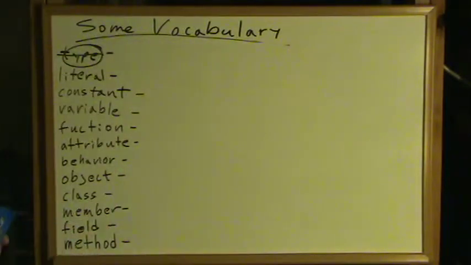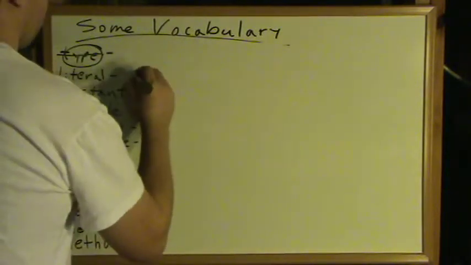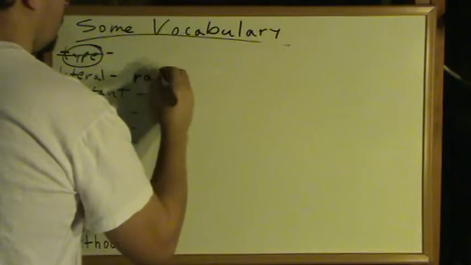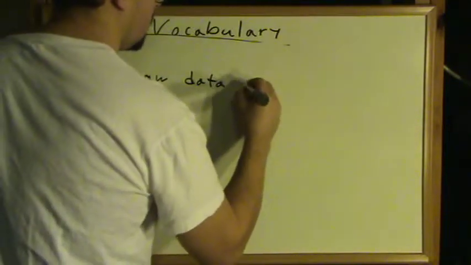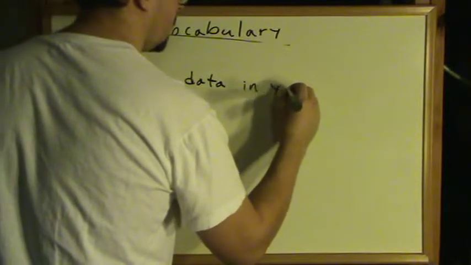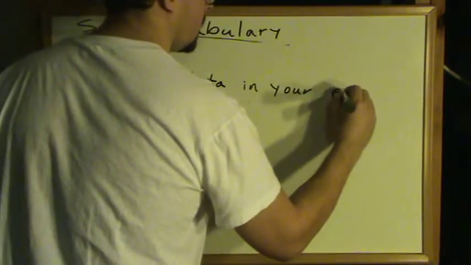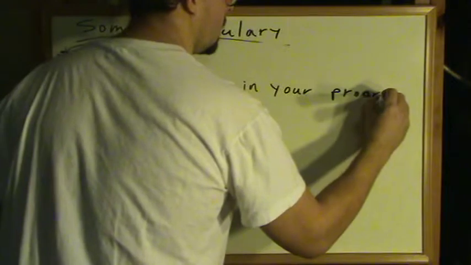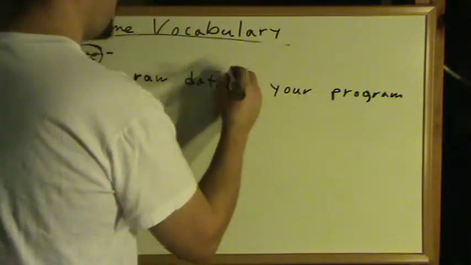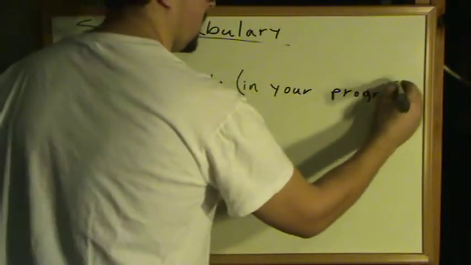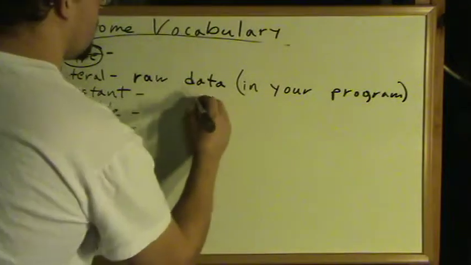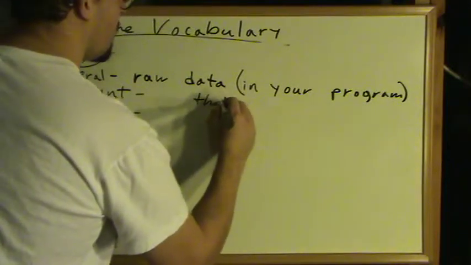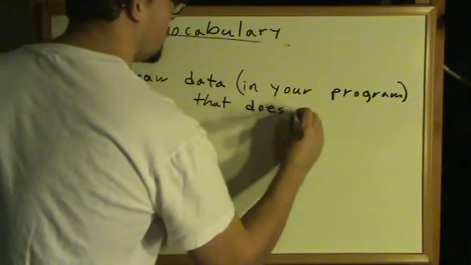Okay, moving on. Literal. A literal is raw data in your program. And probably from here on out, it'll always be implied that this stuff has to do with things in your program. A literal is data that does not have a name.